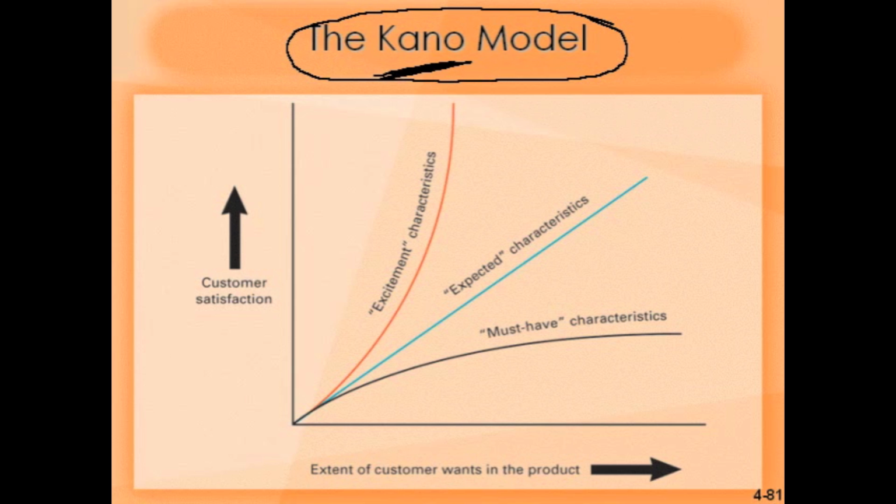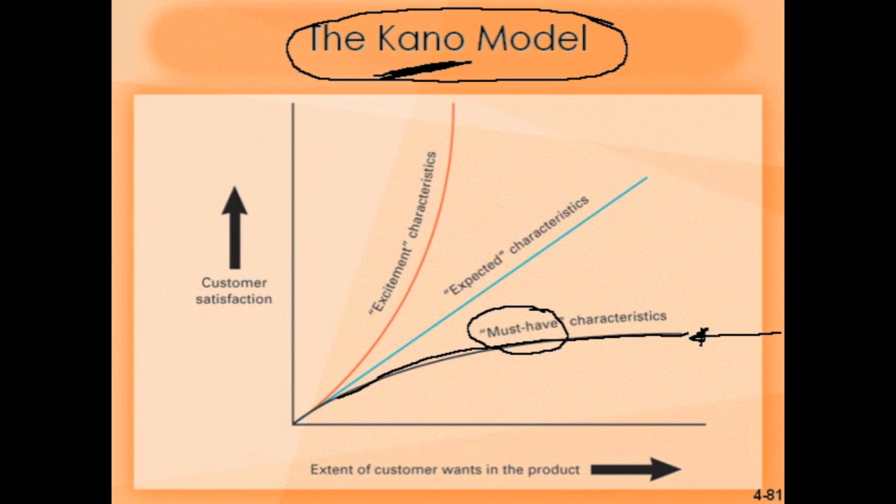So if you look at the first one here, every product or service has must-have characteristics. So that's the bare minimum. Everybody expects that. That has to be there. So if it is not there, the customer satisfaction will suffer. But if it is there, you can see it is not going to increase the customer satisfaction drastically. Like for example, if you go to a restaurant and order a coffee, you expect the basic requirement that the cup in which coffee is served is clean.